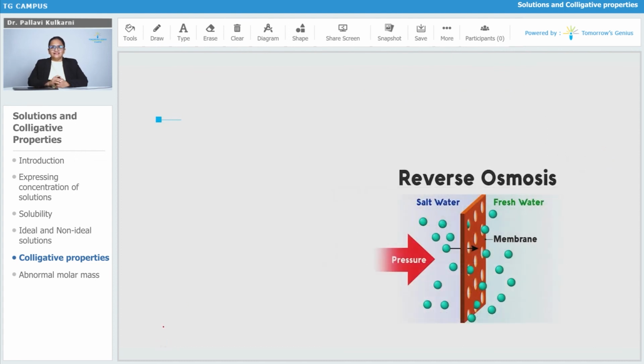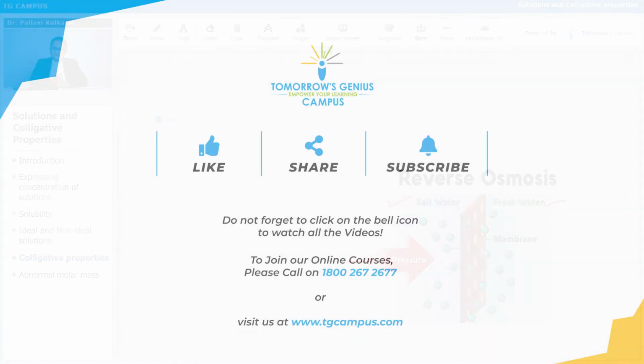You can see here the reverse osmosis is explained in another image. This side is the fresh water, this side is the salt water. We are applying a pressure from the salt water side, so that water molecules will go in the opposite direction from high solute concentration to the low solute concentration through a semi-permeable membrane, and it is called reverse osmosis.